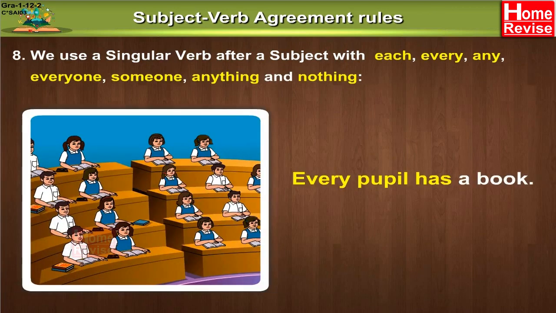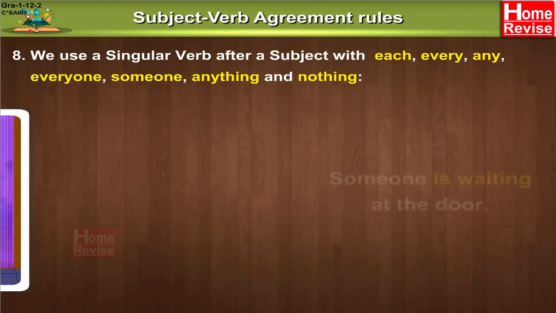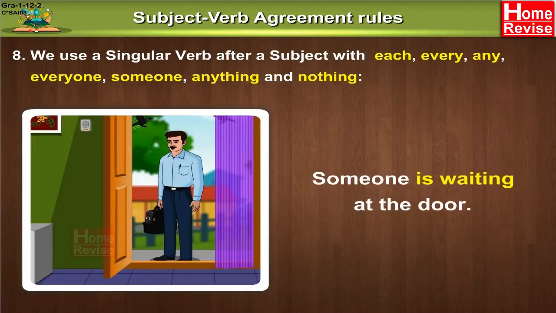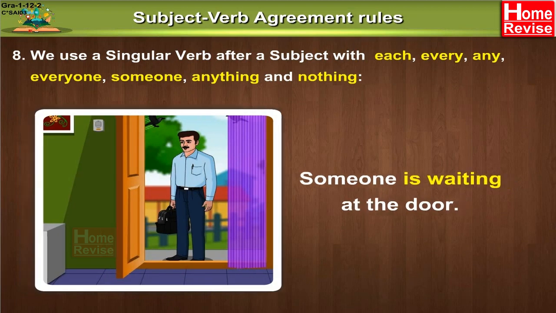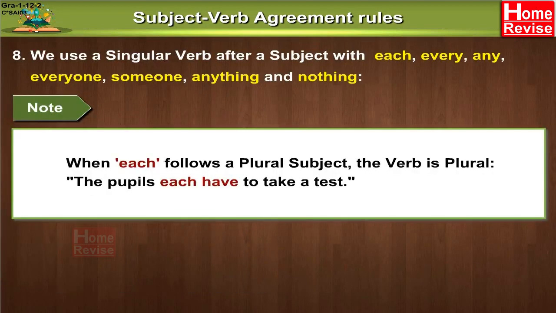Every pupil has a book. Each boy was wicked. Someone is waiting at the door. Nothing happens in this place. Note, when each follows a plural subject, the verb is plural. The pupils each have to take a test.